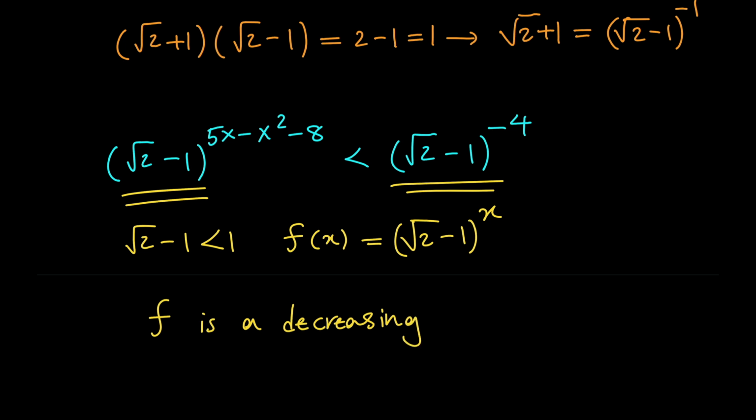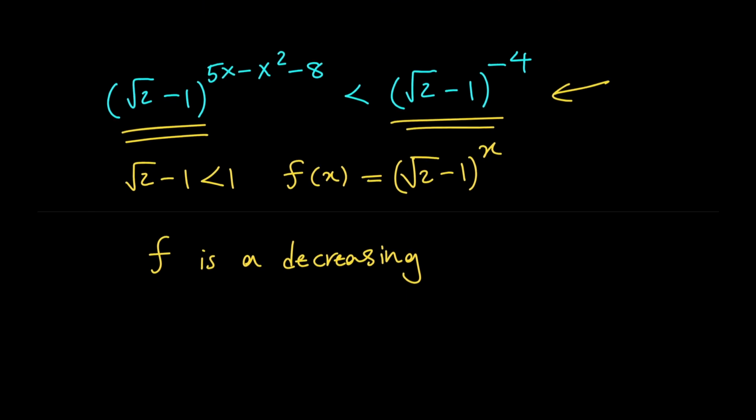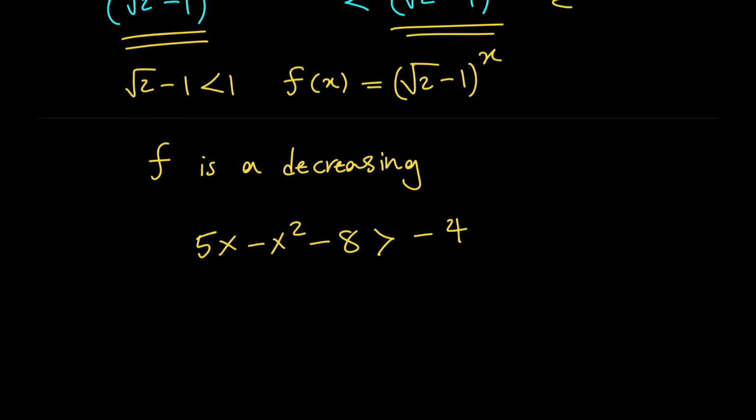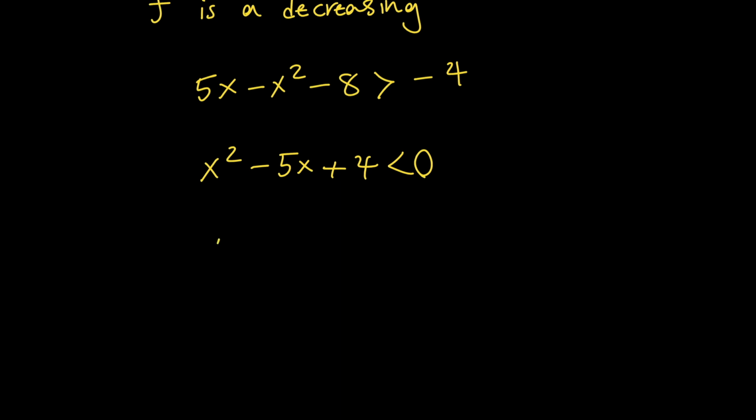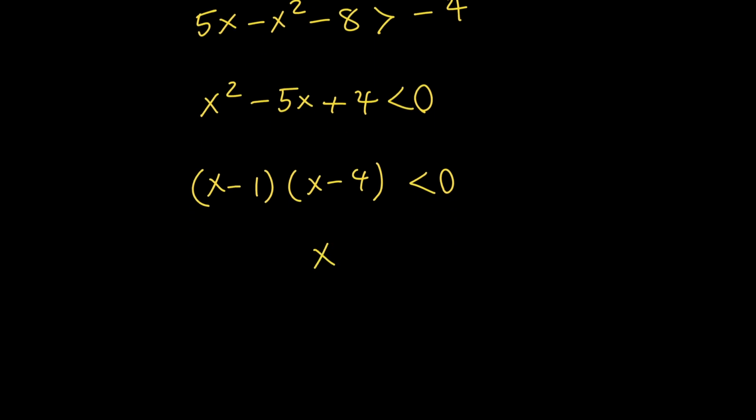which means that from this inequality, we will have 5x minus x squared minus 8 is greater than negative 4. Now, if you put everything on the same side, we're going to have x squared minus 5x plus 4 less than 0. Now, if we factor the left-hand side, we're going to have x minus 1 times x minus 4. And from that, we can say that x lies between 1 and 4.